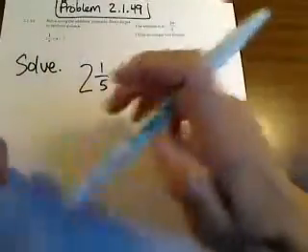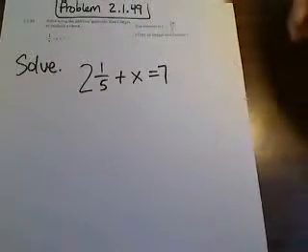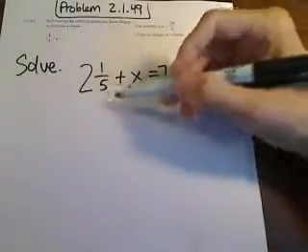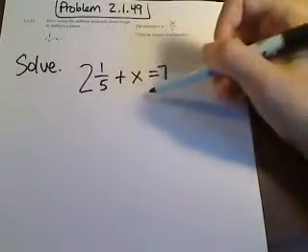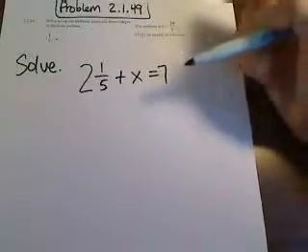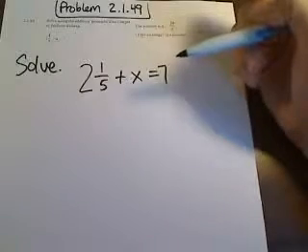Okay, so this is problem 2.1.49, and we're being asked to solve. We have a mixed fraction here, 2 1/5 plus x equal to 7. Okay, so there are several ways to solve this.